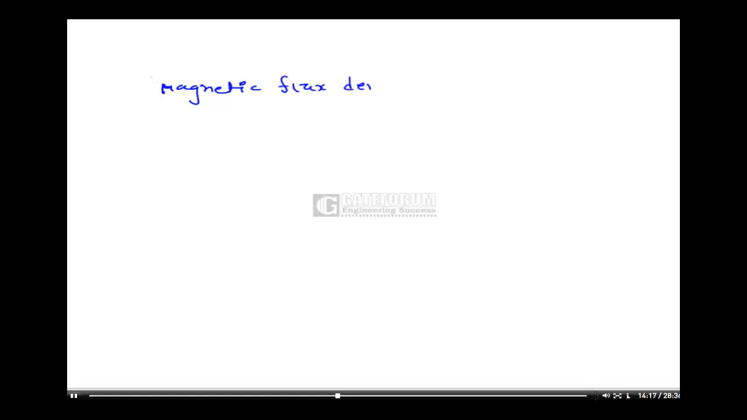Magnetic flux density. This is similar to the electric flux density we discussed. That is the field lines of electric flux. Similarly here, field lines of magnetic flux. The magnetic flux density is indicated with symbol B. It is given by B is equal to mu naught H, or in general B is equal to mu H.